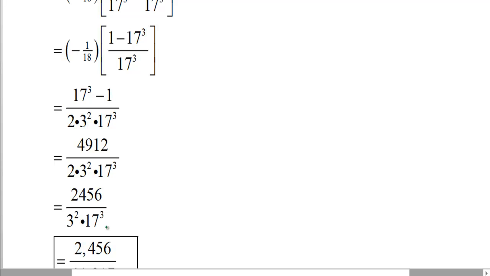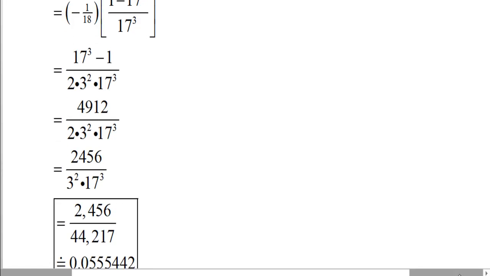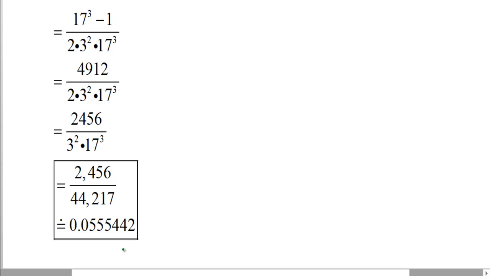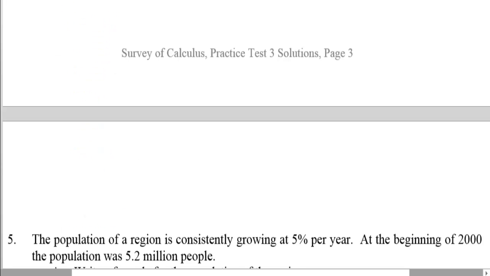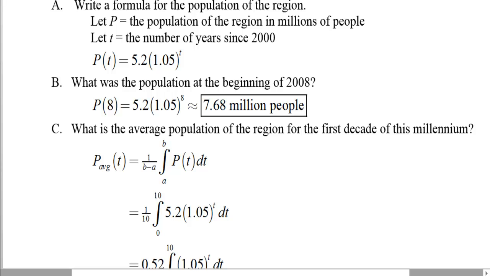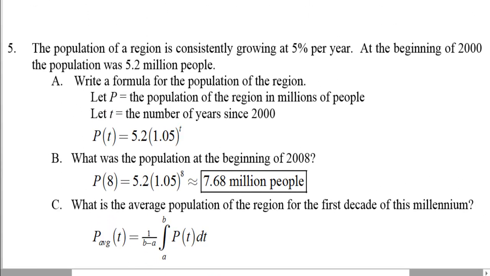Go ahead and multiply out the bottom here, and we end up with 2,456 over 44,217, or approximately 0.0555442. So there was the exact and approximate values. We could check the approximate value by doing the integration with the calculator.